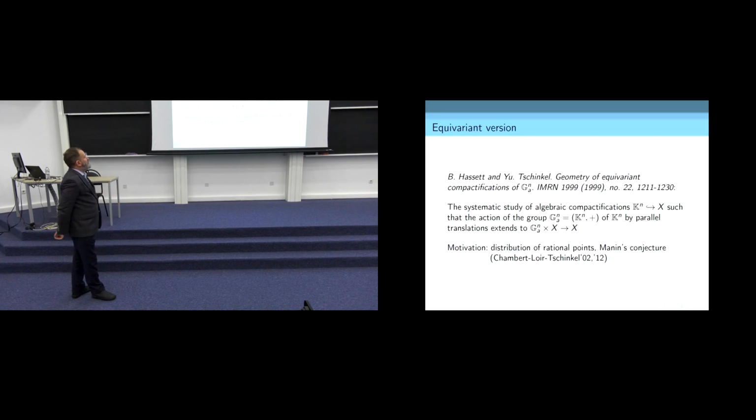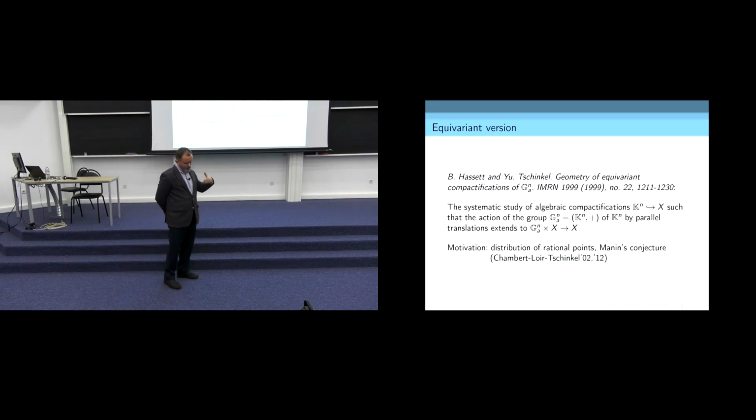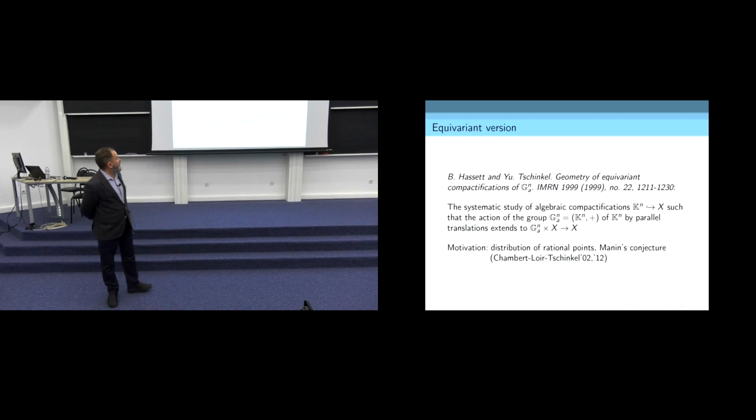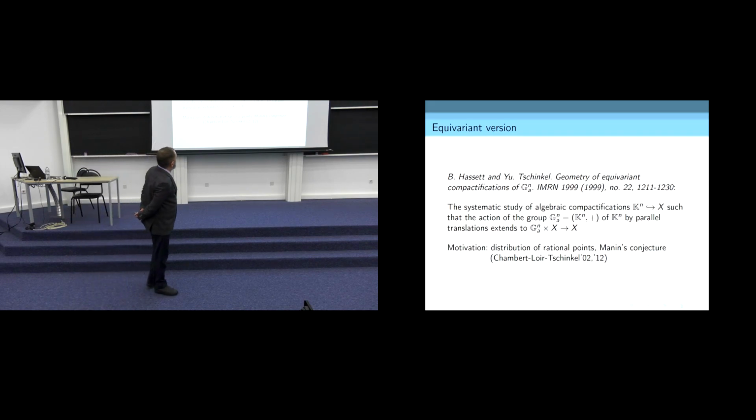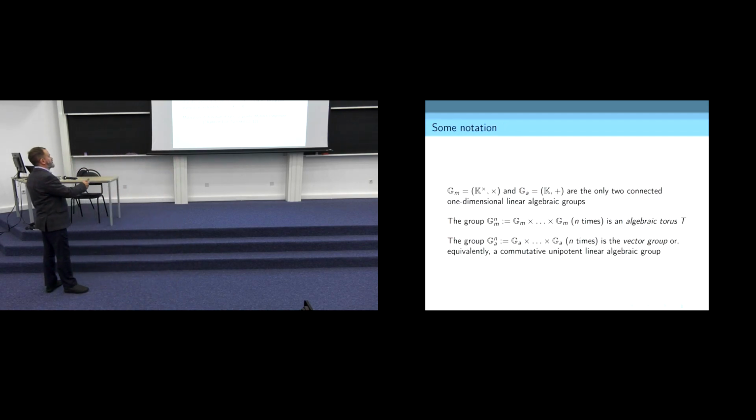Deeper motivation comes from problems of arithmetic algebraic geometry, the so-called Manin conjecture, which estimates the distribution of rational points of bounded height on a variety via this approach. And there are many works, and among the first ones were Chambert-Loir and Tschinkel. But this is not my subject, so I will not discuss it in detail. This is just a motivation to study such equivariant compactifications. So just some notation.